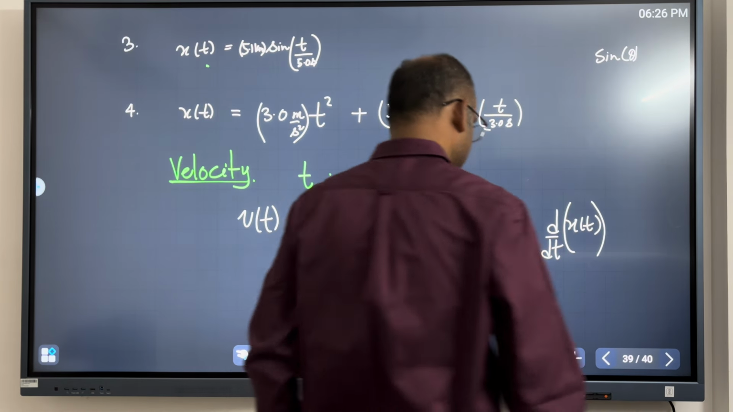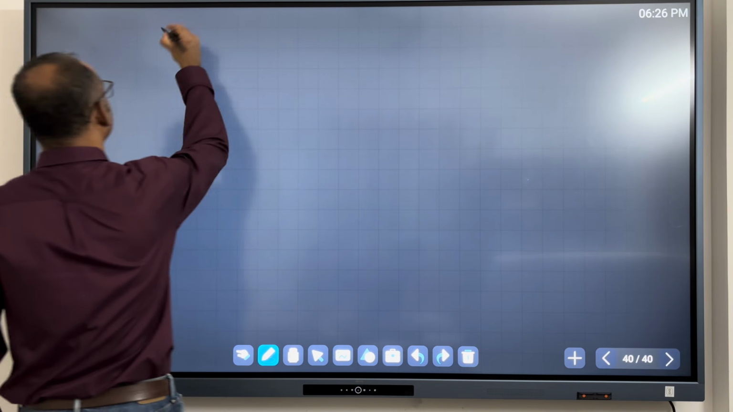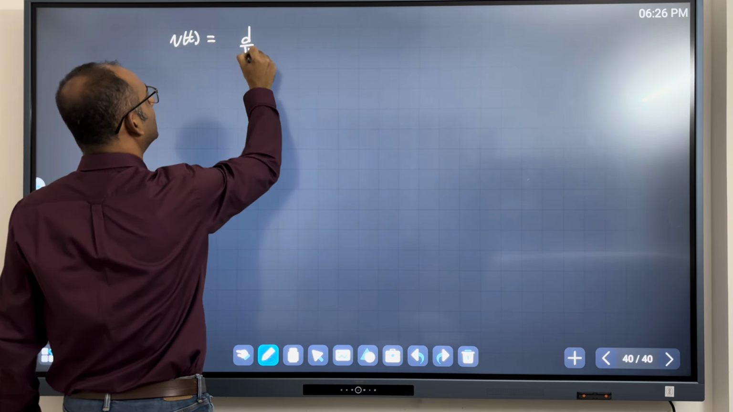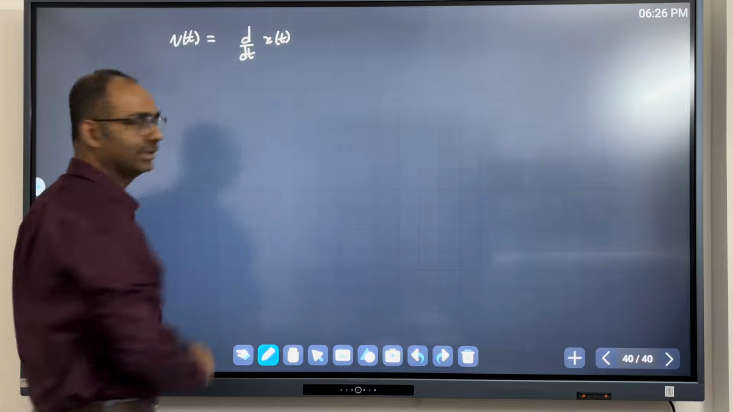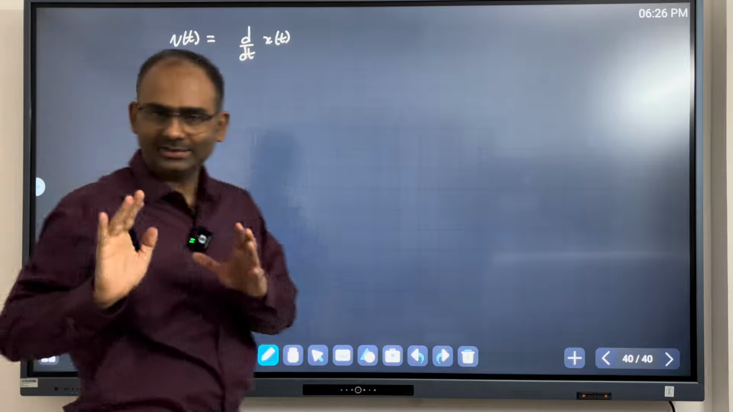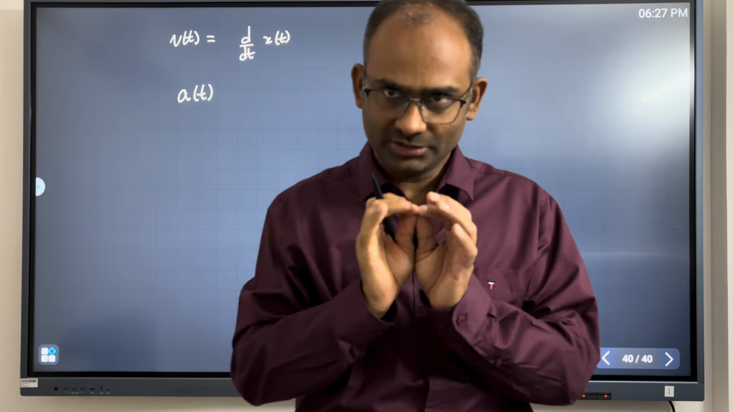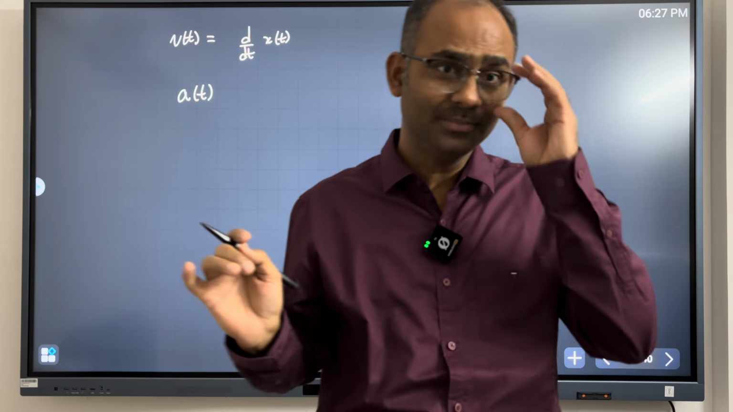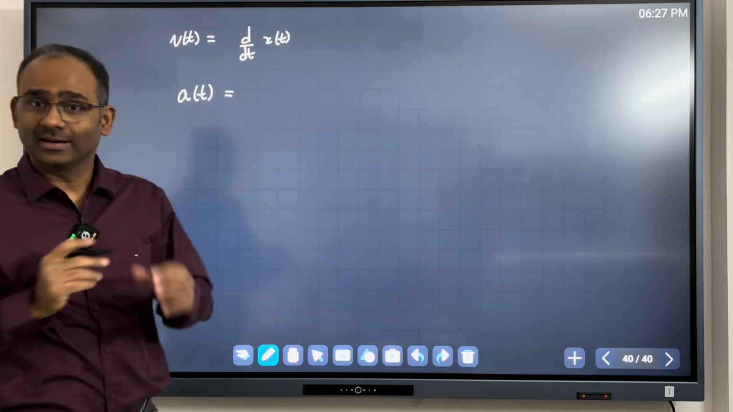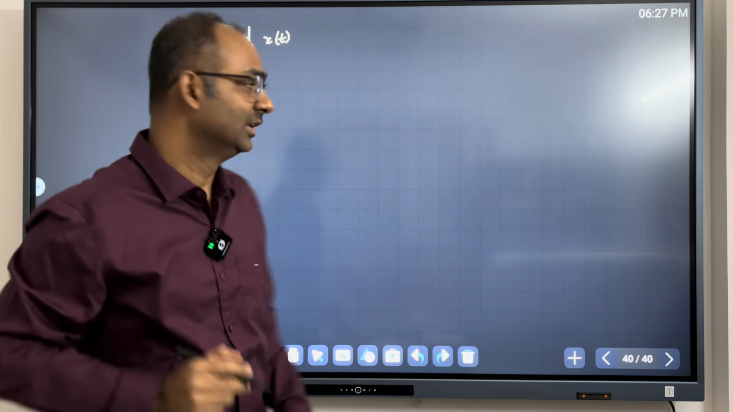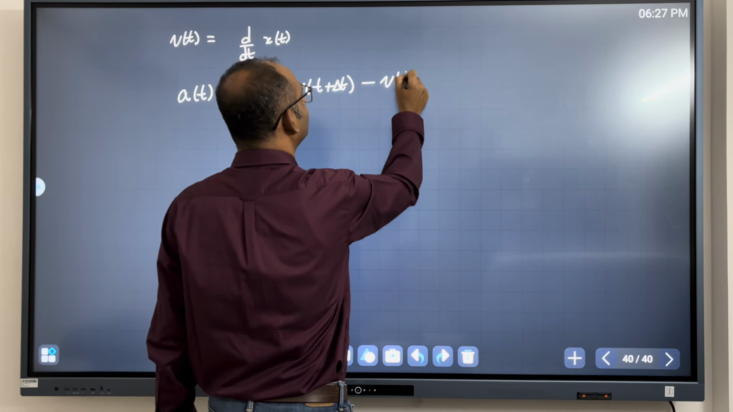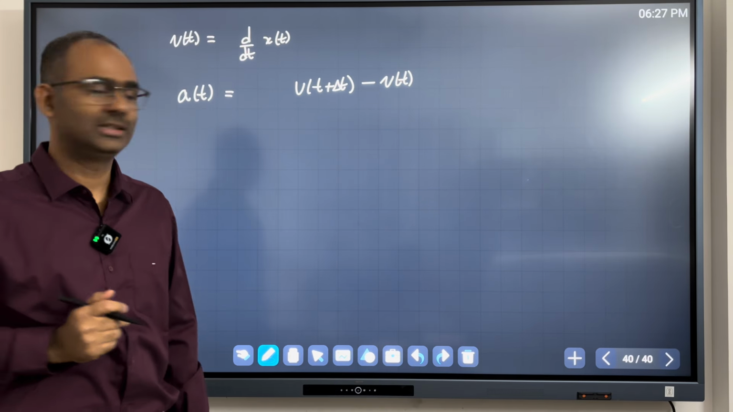Good. If that is okay, that is very good. So let me write again. Velocity at any time t is d over dt of x of t. What is acceleration? I am still imagining the object is moving along a straight line which I call x. It's a one-dimensional motion. So what's the acceleration? Acceleration is the rate of change of velocity with time. So it is v at t plus delta t.